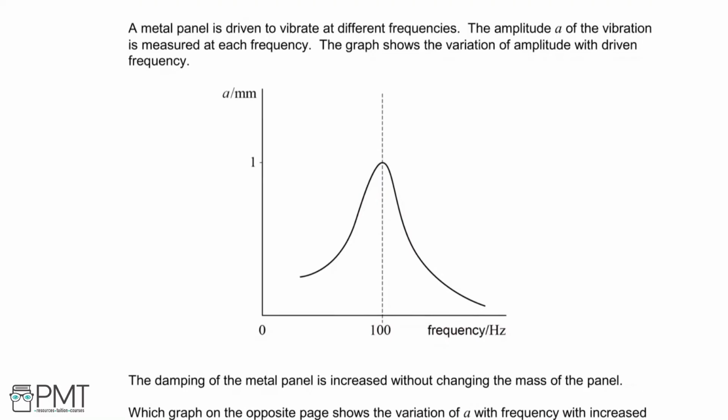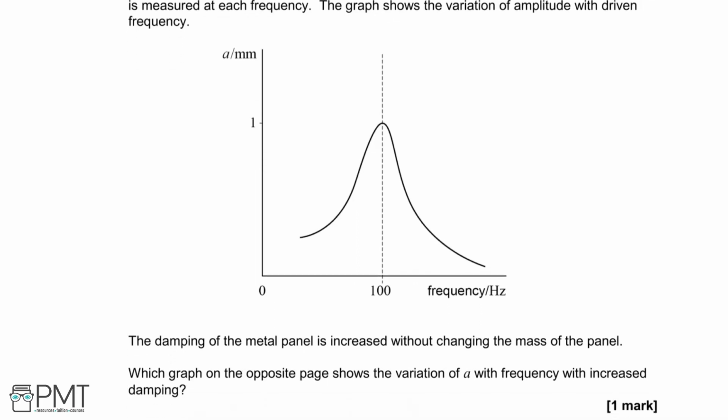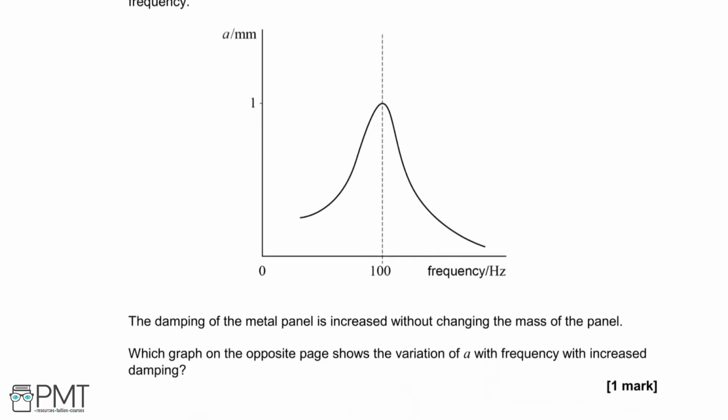A metal panel is driven to vibrate at different frequencies. The amplitude A of the vibration is measured at each frequency. The graph shows the variation of amplitude with driven frequency. And we've got a graph here. You can see there's a point of resonance where the peak is at 100 Hertz, and that's also got an amplitude of 1 millimeter. The damping of the metal panel is increased without changing the mass of the panel. Which graph on the opposite page shows the variation of A with frequency with increased damping?